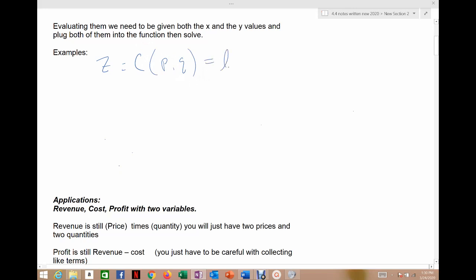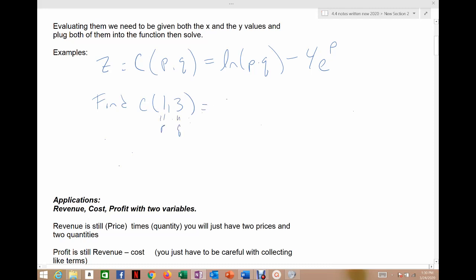Alright, so it'd be the natural log of p minus q. Natural log of p times q minus 4e to the p. Alright, and so I want to find this function at the values 1, 3. Alright, so 1 is the p value, 3 is the q value.